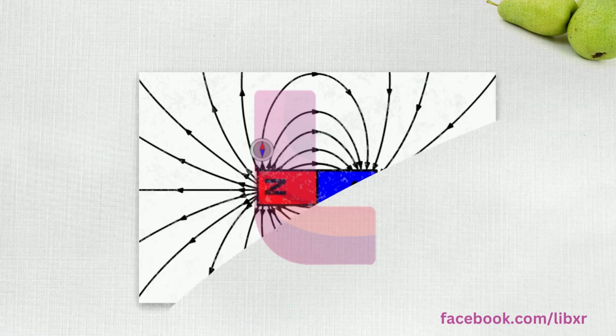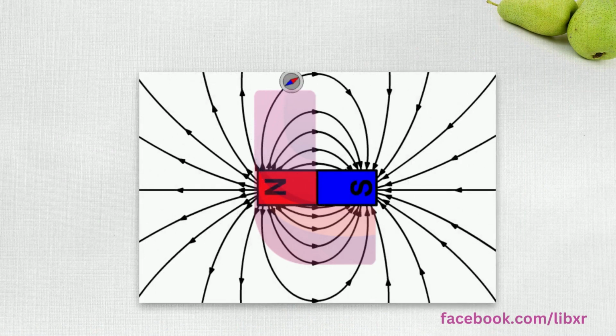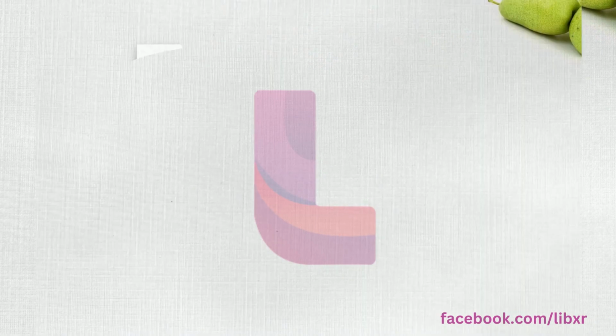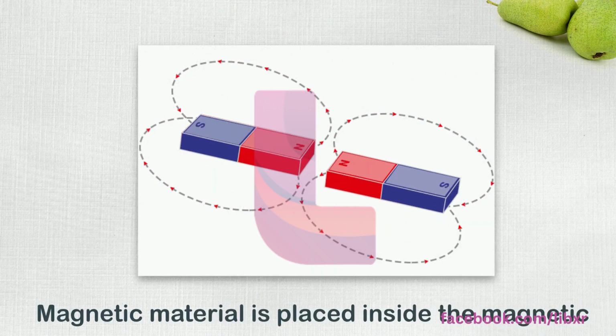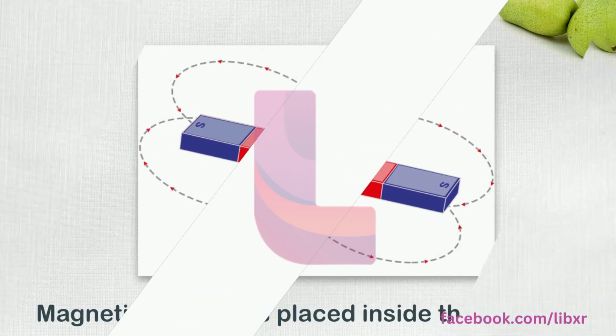The area of that invisible force or magnetism, that is the area around the magnet where the pull exists, is called the magnetic field. Whatever magnetic material is placed inside the magnetic field will be attracted towards the magnet.